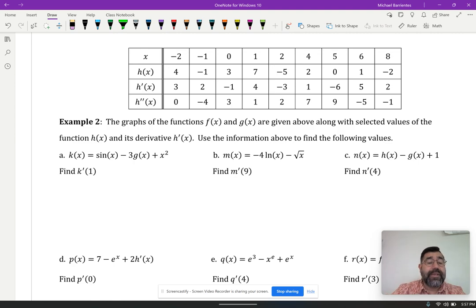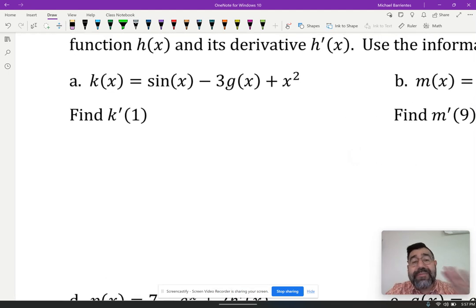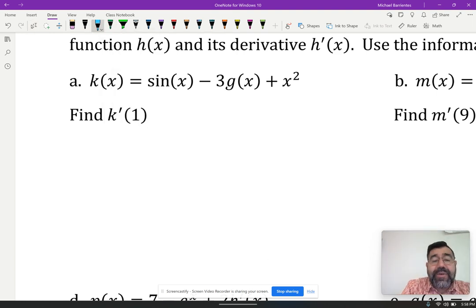All right, here we go. This is the rookie mistake that some students make. Whenever they're asking you to find the derivative value, always find the derivative first and then plug in the value. So when I look at, and I'm going to do my derivatives in blue, when I look at this equation, in order to find k prime, I need to find the derivative of this whole thing, and then I'm going to substitute the 1.